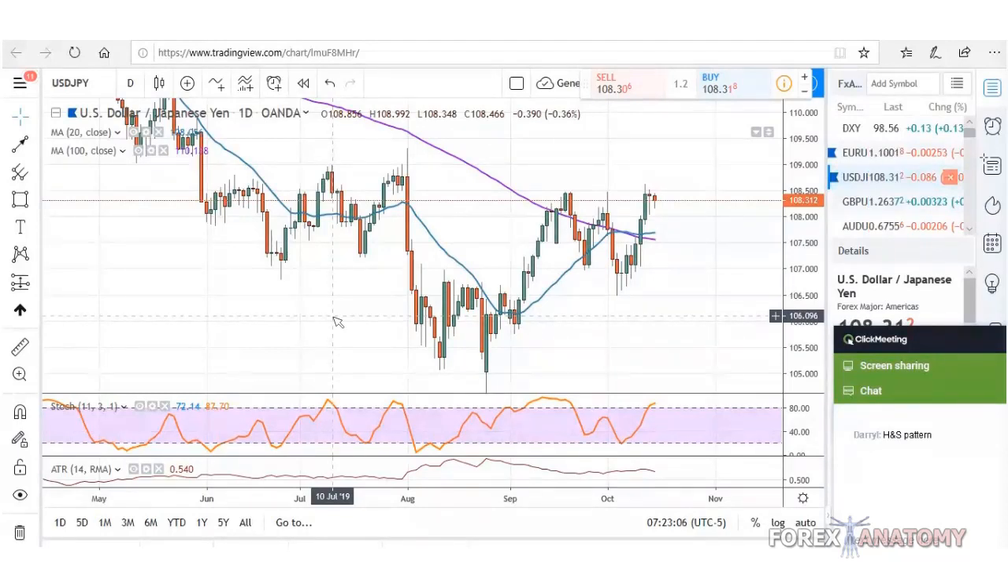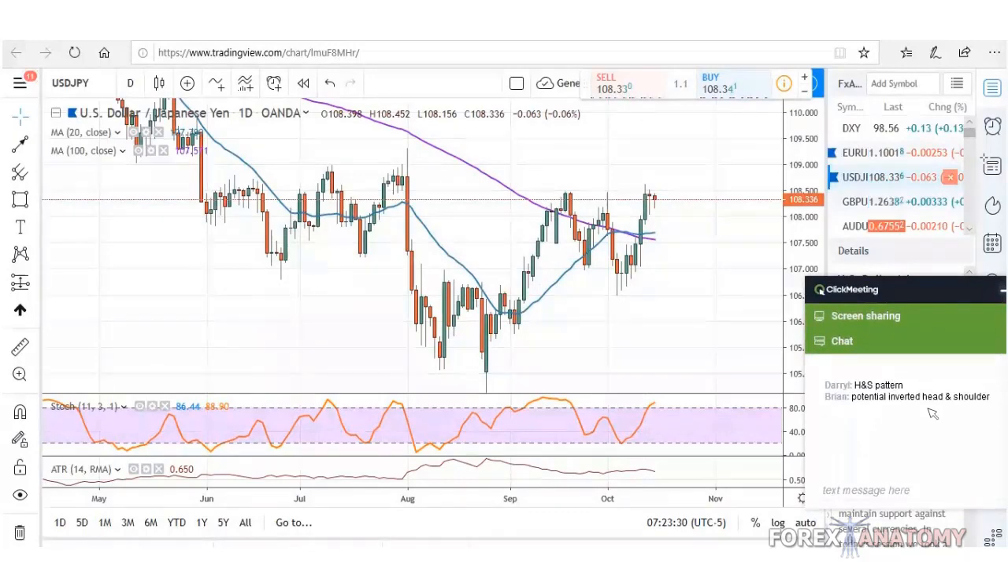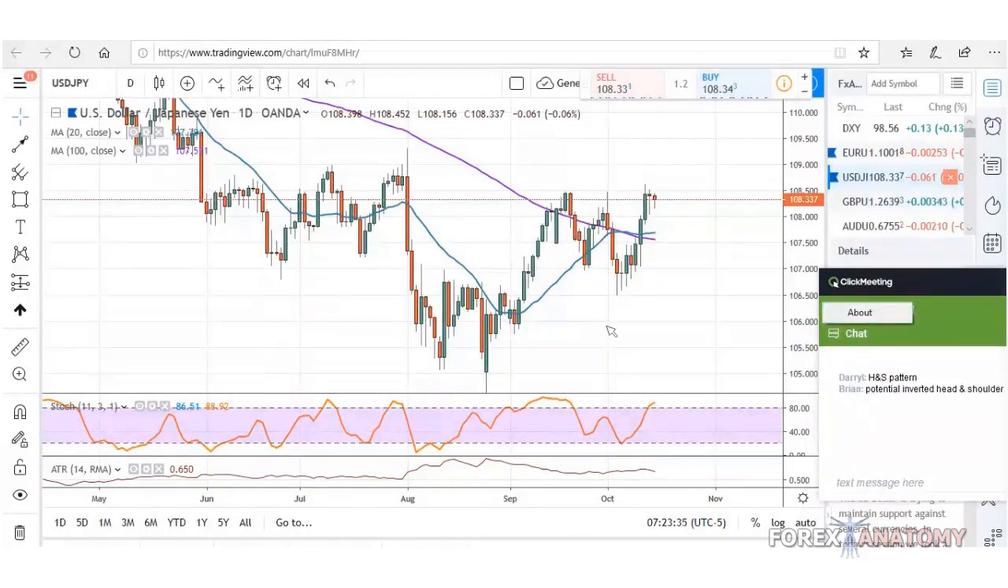But we're trading the US dollar Japanese yen. As you know, there was some risk appetite for a few days, especially last week. We saw some strong moves with yen weakness, mainly due to some good news coming out of both the Brexit and trade war concerns. We saw this pair rally. And Brian chimed in and said a potential inverted head and shoulders pattern, and that's what we see.